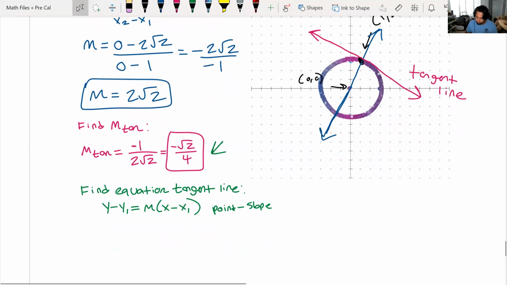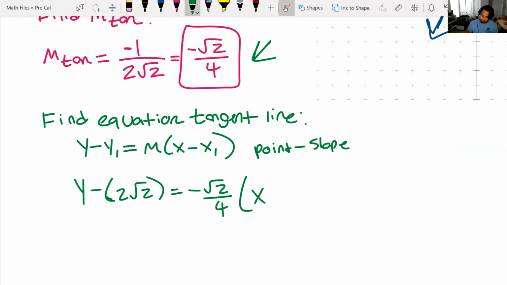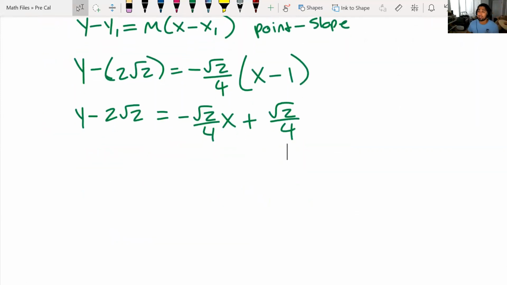So with 1, 2 square root of 2, you'll get y minus 2 square root 2 equal to our slope of negative square root of 2 over 4 times x minus 1. I plugged in the x1, I plugged in the y1, and all we have to do is simplify and solve for y. And we're done. y minus 2 square root of 2 equals negative square root of 2 over 4 times x plus square root of 2 over 4, positive. Add that 2 square root of 2 to the right, and it's finished. That is the equation of the tangent line.